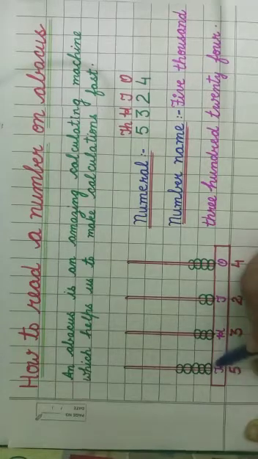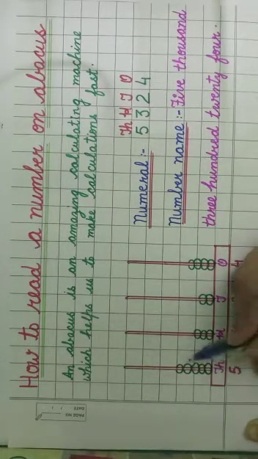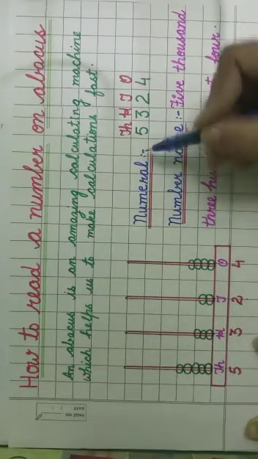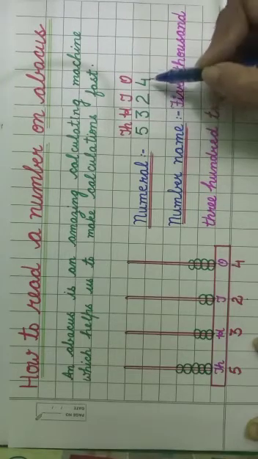So the number of beads in different spikes show the value of digit at different places. Clear beta? So the numeral we get is 5324.